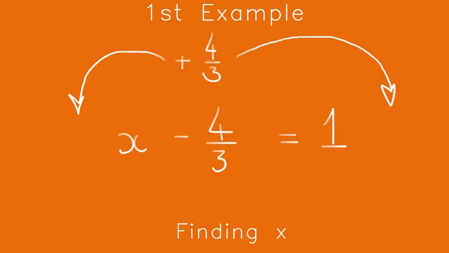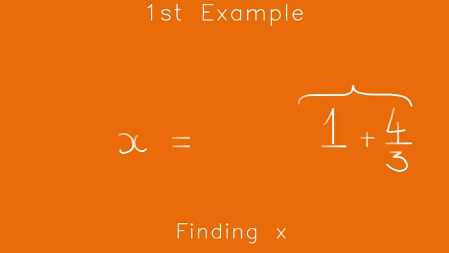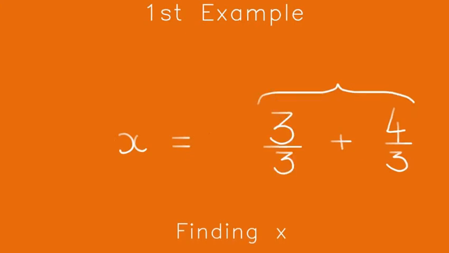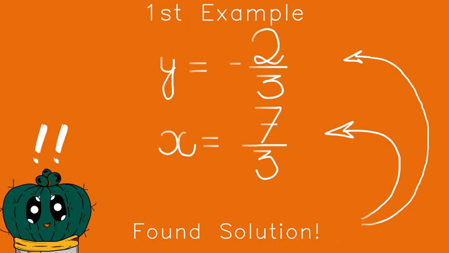Again, we want to find the value of x, so we need to get rid of the -4/3. So add 4/3 on both sides. We do that, and on the left hand side we get rid of that, and on the right hand side, 1 added to 4/3 is equal to 7/3. So we have found our x, and we have already found our y. So we have found the solution to this system of equations.